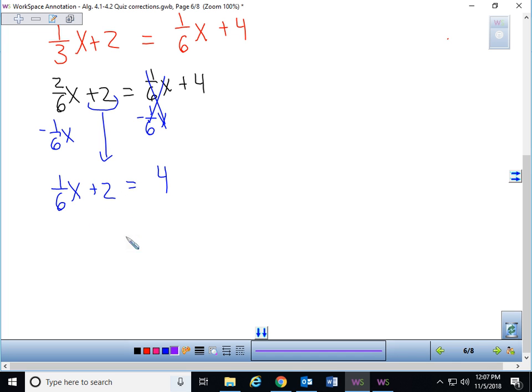Now I'm going to move all my constants to the other side. Now I have to undo addition with subtraction, so I'm going to subtract 2 from both sides. This leaves 1/6 x on the left equals 4 minus 2. Oops, freaking out here. 4 minus 2 is 2. Okay, from here we have to get our x by itself.